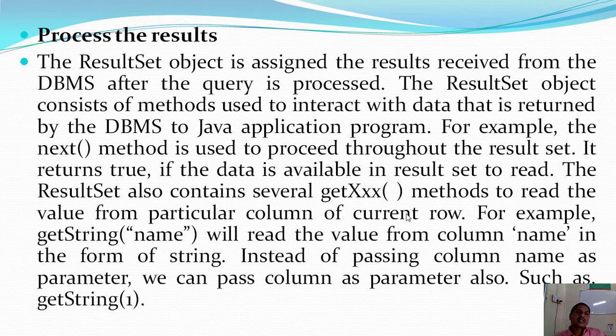For example, the next method is used to proceed through the result set. It returns true if data is available in the result set to read. The ResultSet also contains several getX methods to read the value from a particular column of the current row. For example, getString("name") will read the value from the column name in the form of a string. Instead of passing the column name as a parameter, we can pass the column index as a parameter also, such as getString(1).